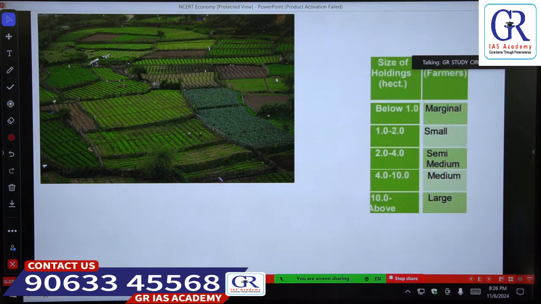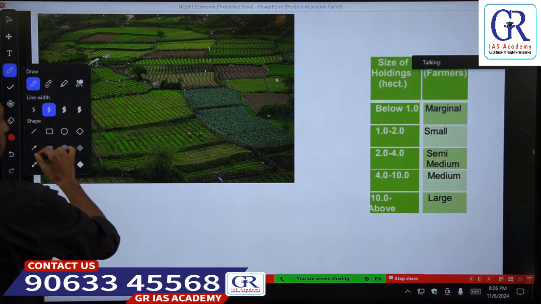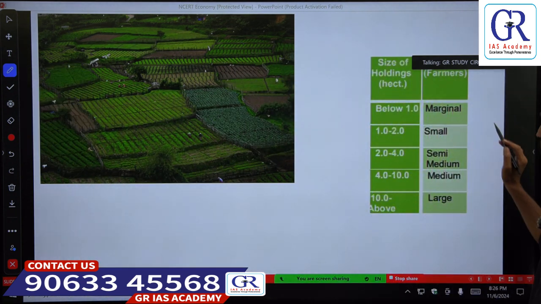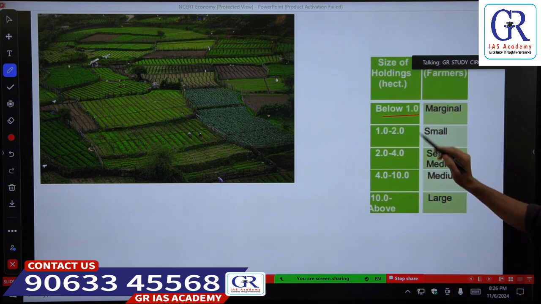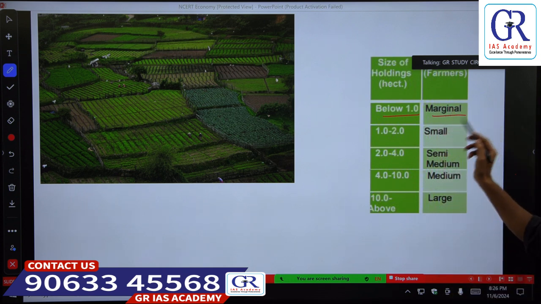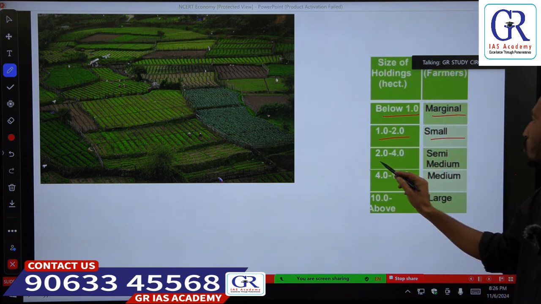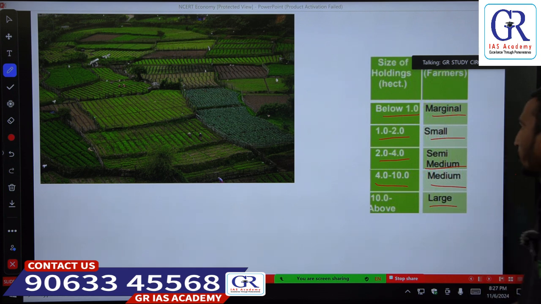If you look at land holdings, here they have given the size of land holdings. Below 1 hectare of land is called marginal farmer. 1 to 2 hectares, we call them small farmers. 2 to 4 hectares, semi-medium farmers. 4 to 10 hectares, medium. And above 10, large farmers.